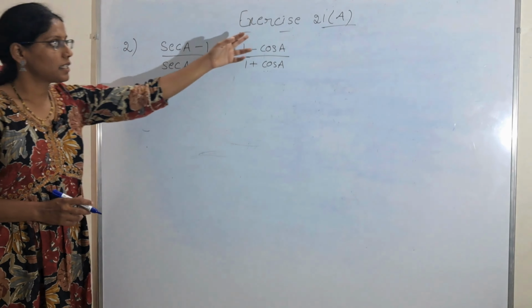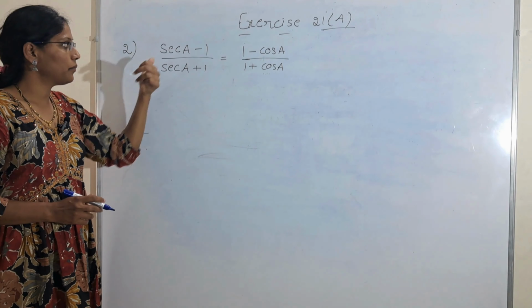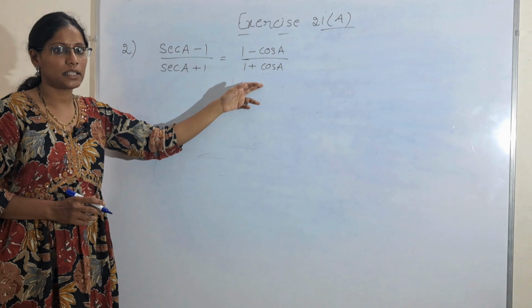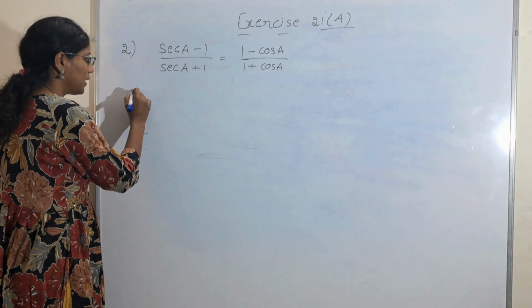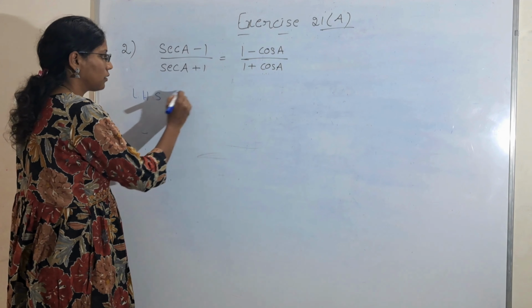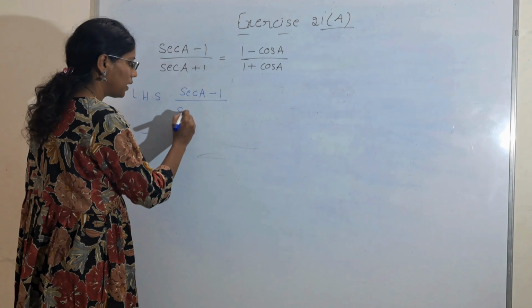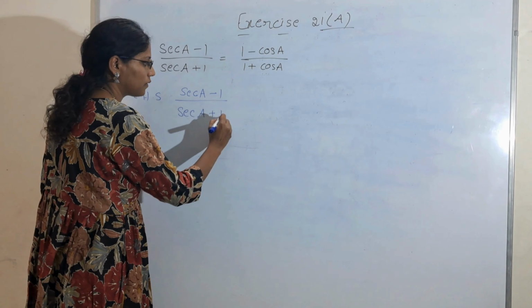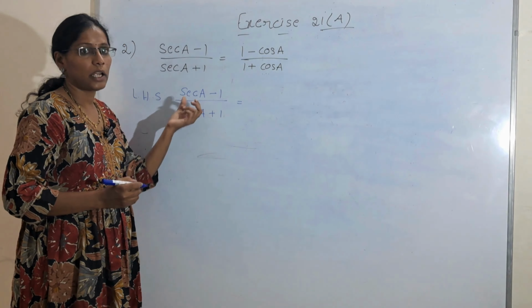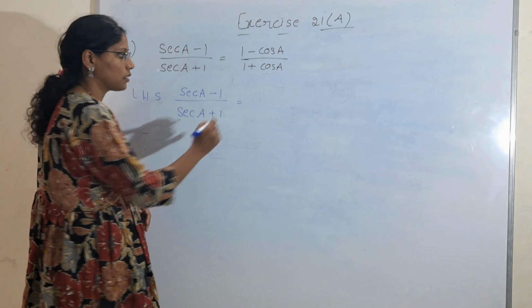Next, exercise 21A, second problem. We have to take the left hand side and prove the right hand side. LHS: secant A minus 1 by secant A plus 1. Here we have to write secant A in terms of cos.